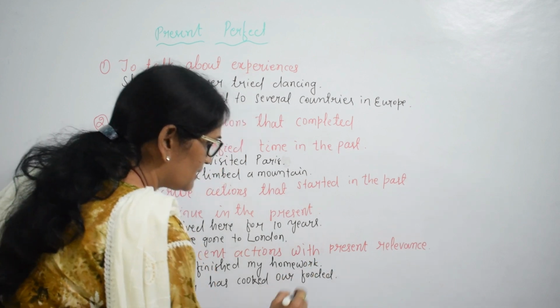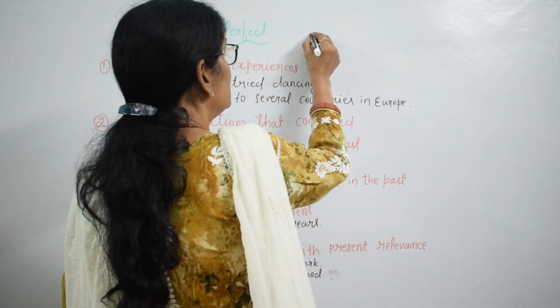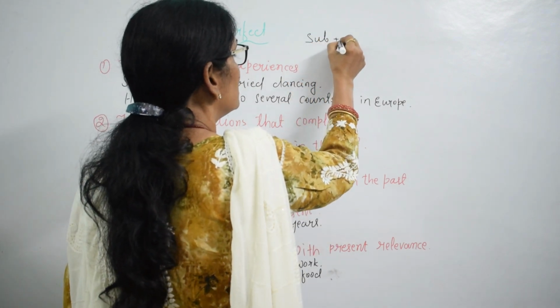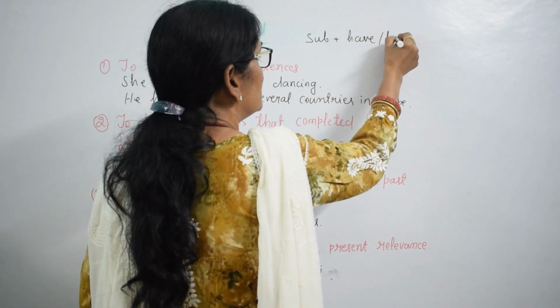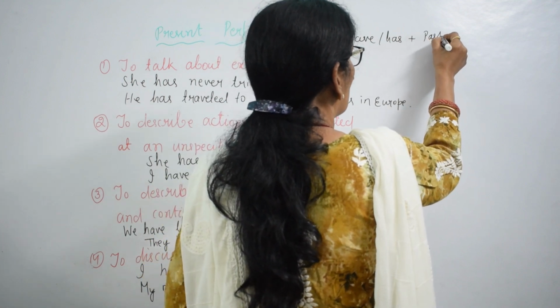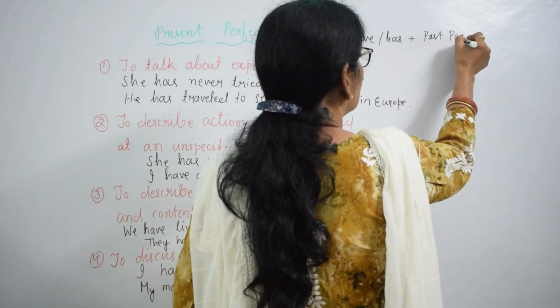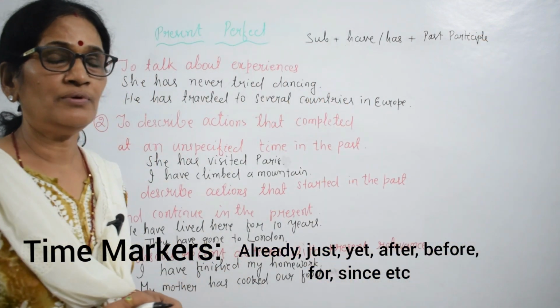What is the structure of present perfect? The structure of present perfect: subject plus have or has plus past participle form of a verb.